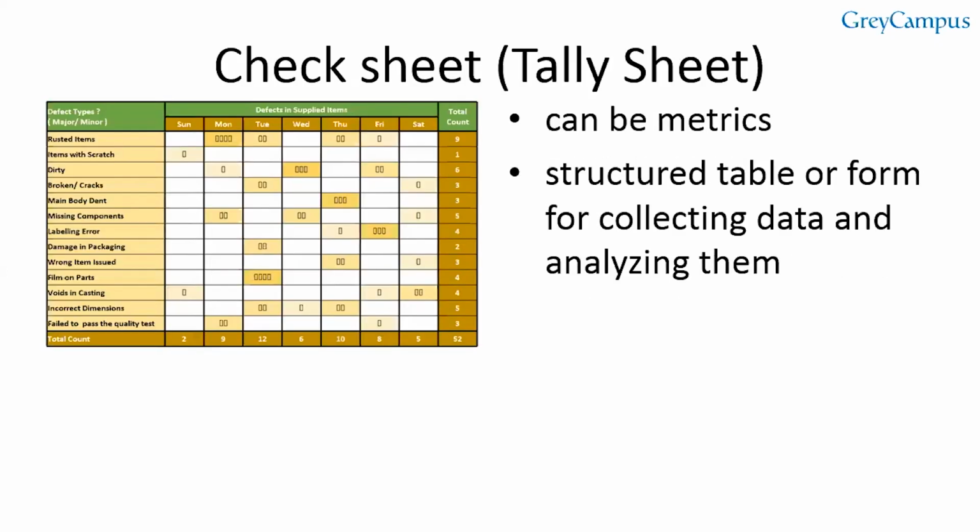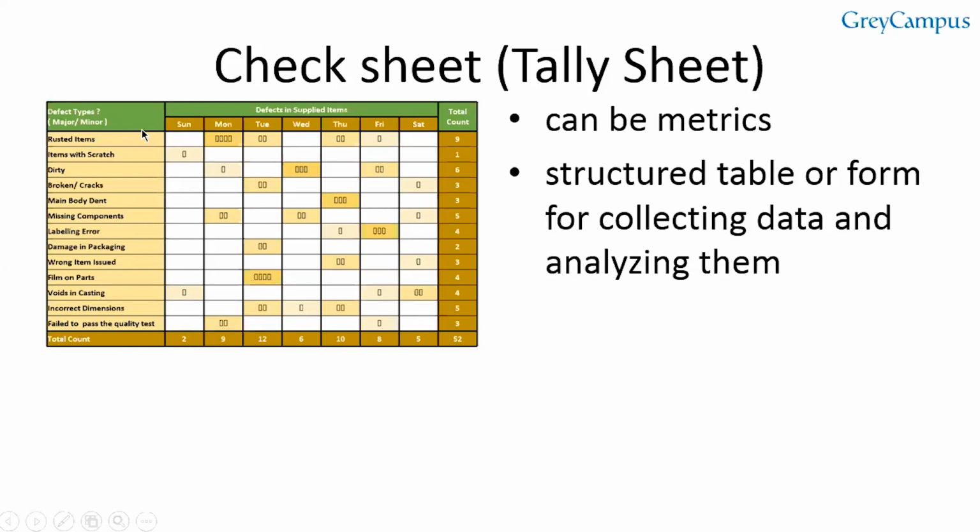Our next tool is a check sheet, also known as a tally sheet. A lot of times in a practical environment, we see this check sheet in a spreadsheet form. Most of us are using Excel spreadsheets to generate our check sheets. So you can use spreadsheets. And it is a data collection form. As you can see in this image, some data is being collected here.